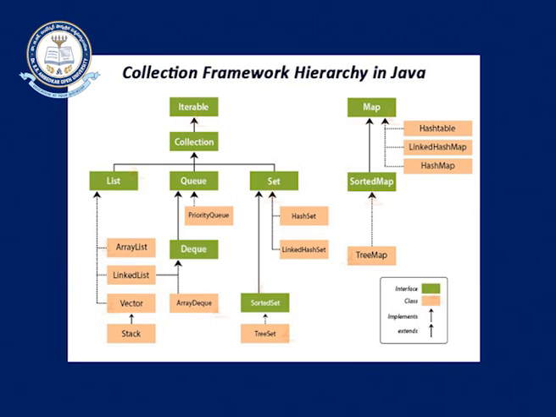Like that, hash set and linked hash set are the classes for the set interface, and tree set is a class for the sorted set. Coming to the right-hand side, again we have the map and sorted map interfaces. In that also we have classes like hash table, linked hash map and hash map. So, like this you must understand the hierarchy of the collection framework in the class. Let us start discussing these collections one by one.